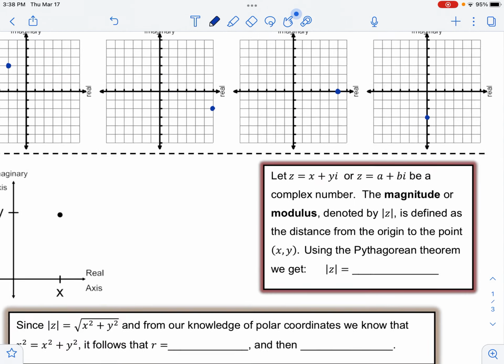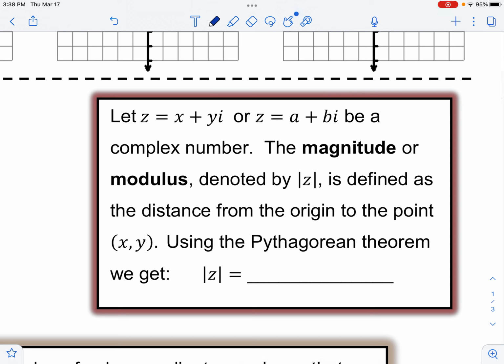Okay, so this box here says, let z be equal to x plus yi or a plus bi. So you can use x and y or a and b, and that's going to be our complex number, our imaginary number. The magnitude, or modulus, we use the word magnitude. Some books use modulus. That's why it says that. So the magnitude is denoted by this symbol right here. If you look, it looks like the absolute value of z, but it just means the magnitude of z.